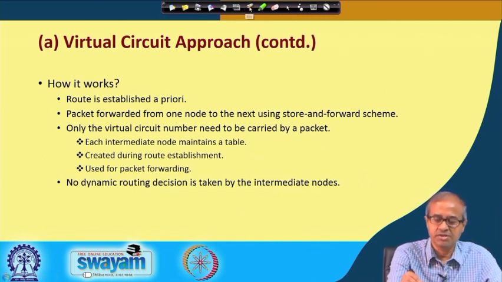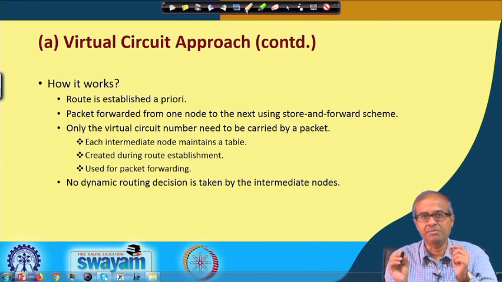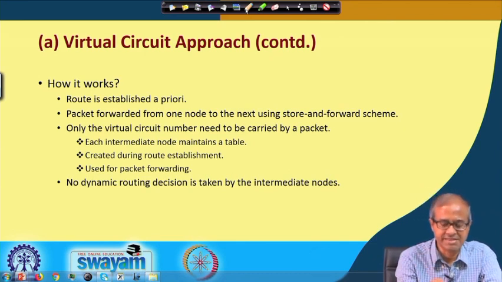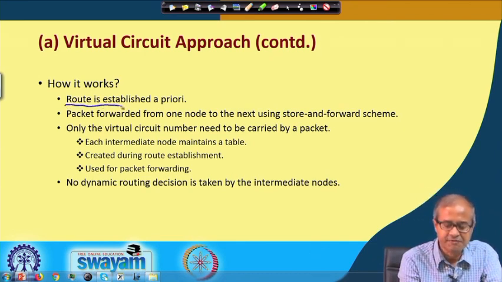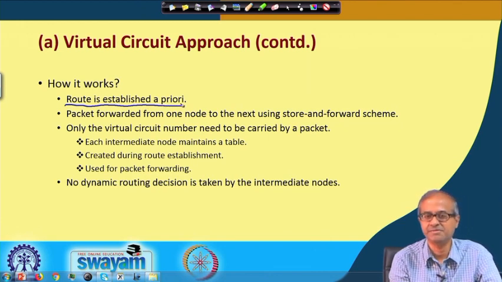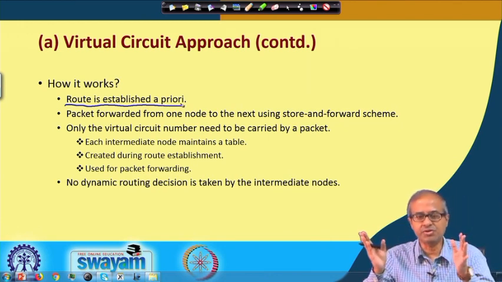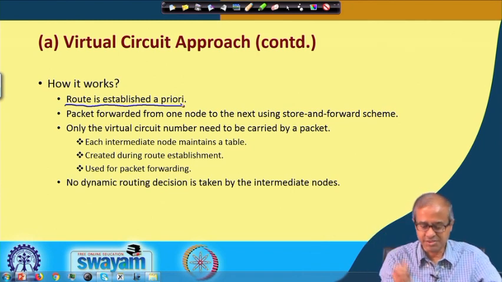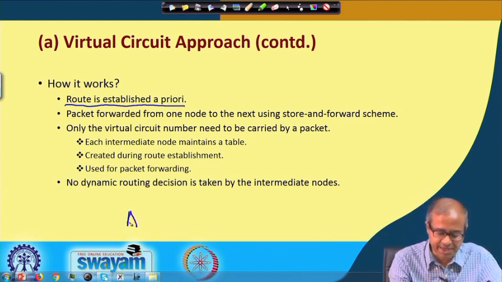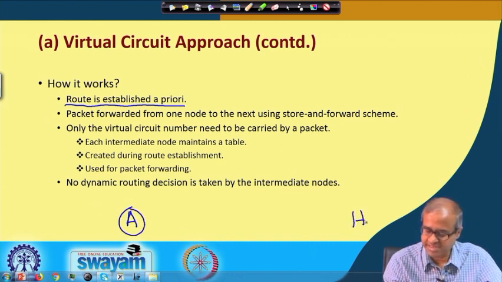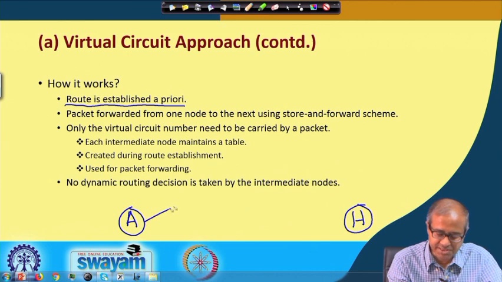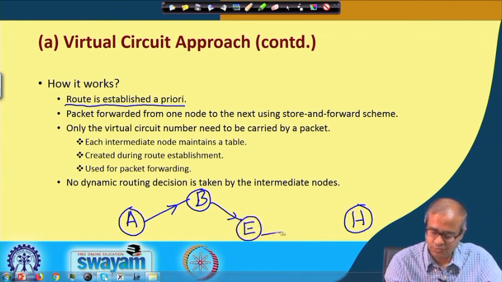Now, talking about some detail of how it works, as I said, in the first step for virtual circuit the route has to be established. Now, once a route is established, suppose a node A wants to send some data to a node H. Let us say the path is established as follows: A to let us say a node B, B to a node let us say E, E to H.